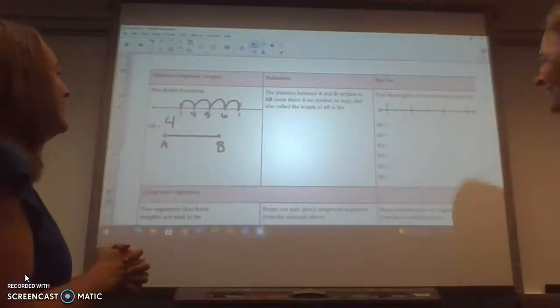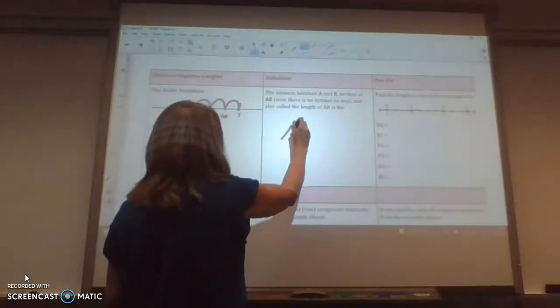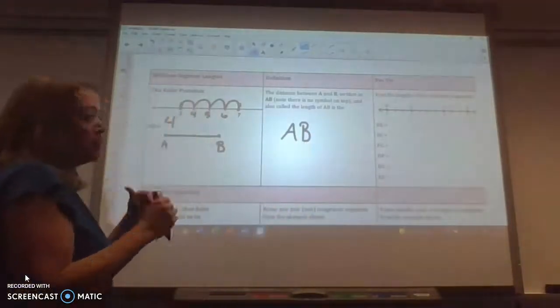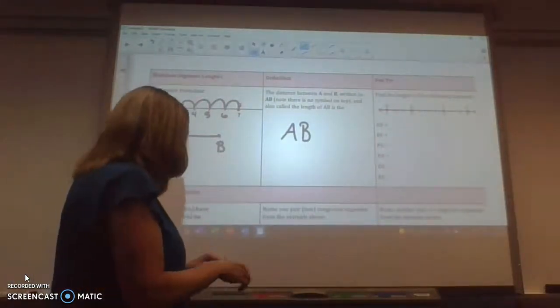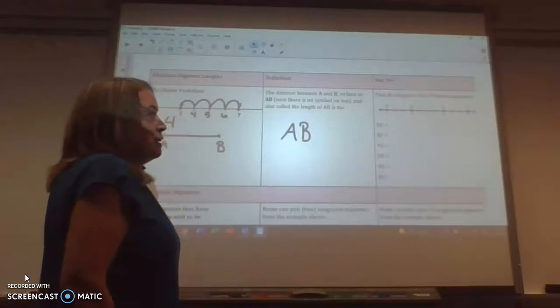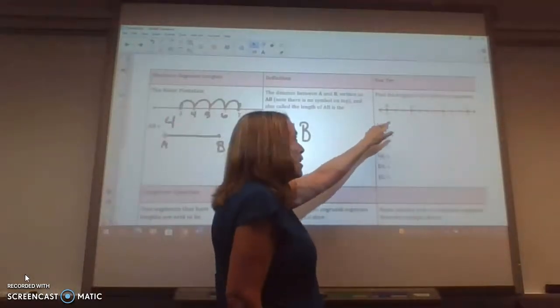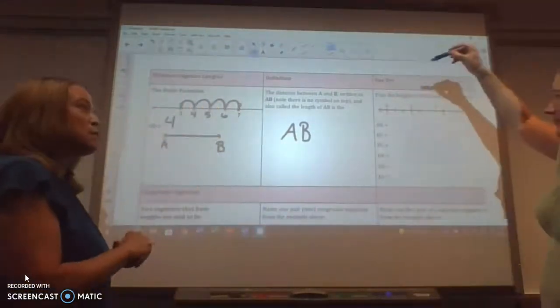Okay. The distance between A and B is written as AB. So they often write it just like this. AB, no line on top. If you see AB with no line anywhere, that means distance. Find the distance. Okay. So in this one, we're going to find the distance from D to E. There's no line on top. They're not talking about a segment, a line, or anything. So what's the distance from D to E?